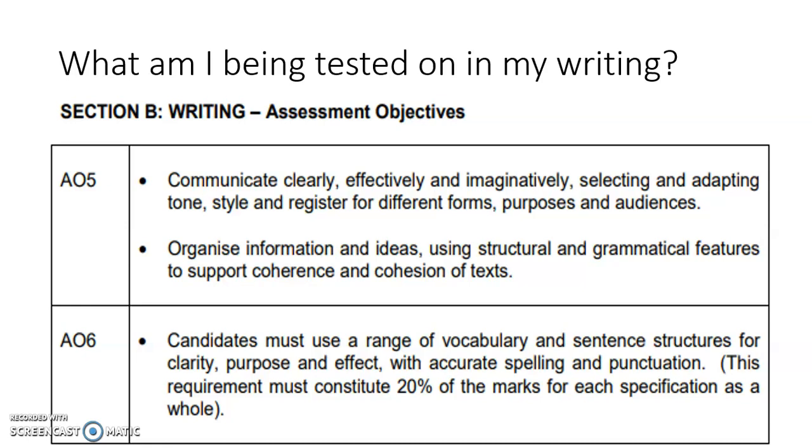AO6 is to do with the mechanics, okay? It's kind of the right and wrong of English language. Can you spell things correctly? Can you use punctuation correctly? Have you got a range of sentence types? That kind of thing. So I'll just give you a moment to quickly read through those bullet points. So pause this video, have a look at these bullet points that are also in your Word document for lesson 2.